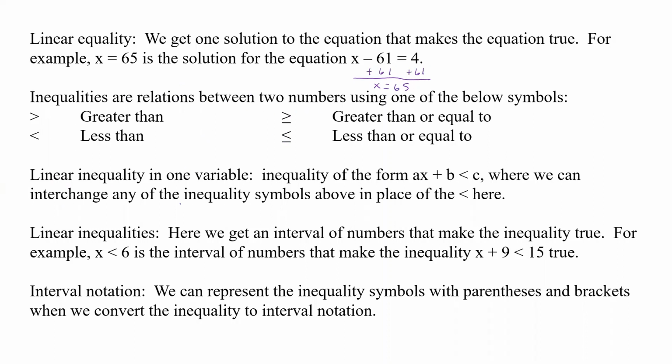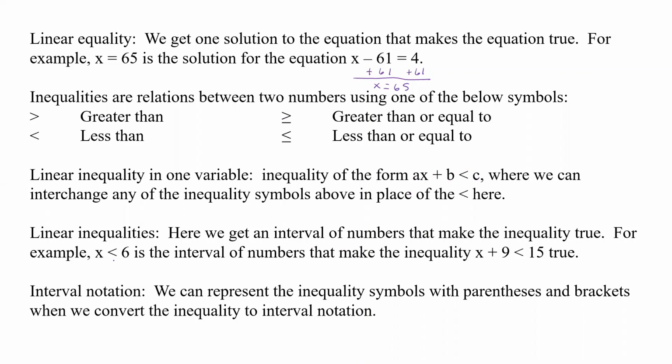Now, linear inequalities in one variable are going to look like the form ax plus b is less than c, or it could be greater than, or greater than or equal to, or less than or equal to. So any of the inequality symbols we can replace here with this less than. But this is the general format: we have the ax plus b, one of the inequality symbols, and c. Now, with the linear inequalities, we're going to basically get an interval of numbers that makes our inequality true.